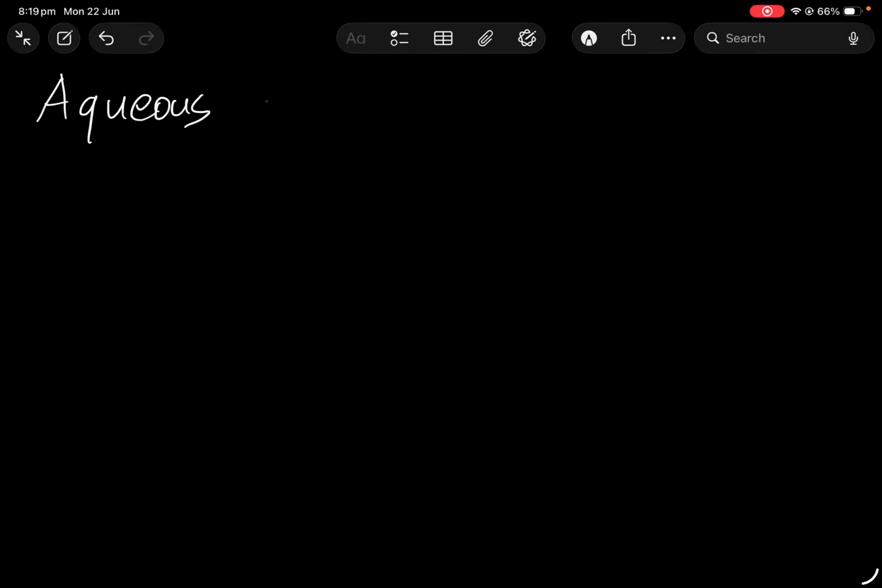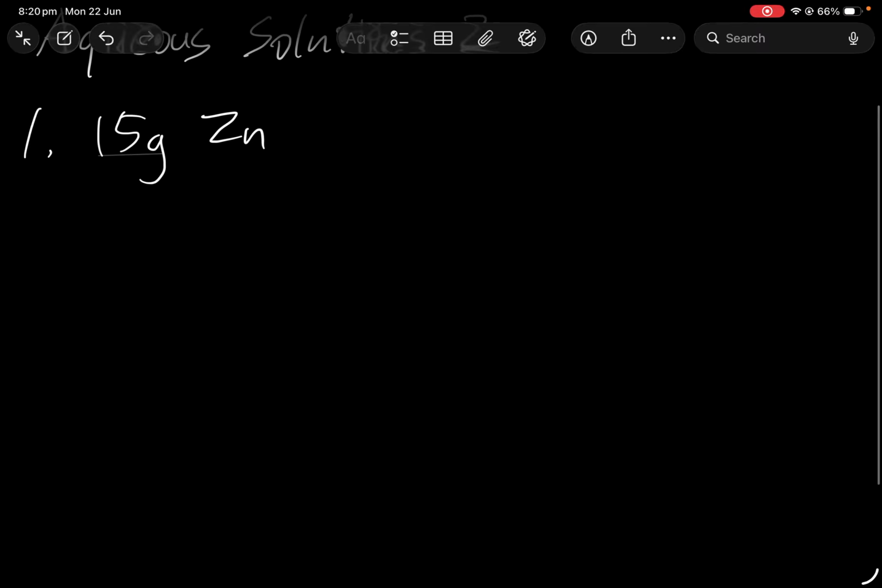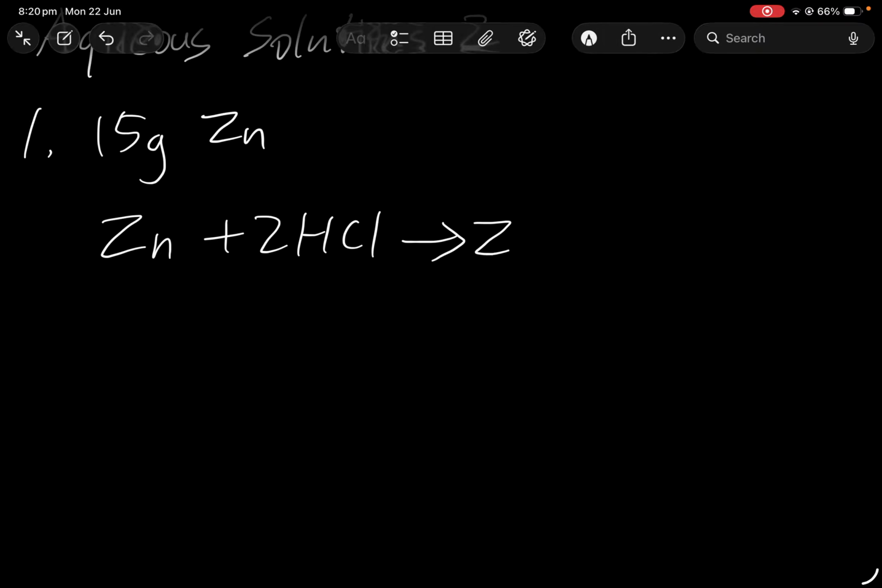Aqueous Solutions 2. Alright. We can start with the first question. Here it says a 15 gram piece of zinc is added to a beaker containing dilute hydrochloric acid and effervescence occurs. After all these reactions have ceased, it gave us this equation: zinc plus 2 hydrochloric acid equals zinc chloride plus hydrogen gas.